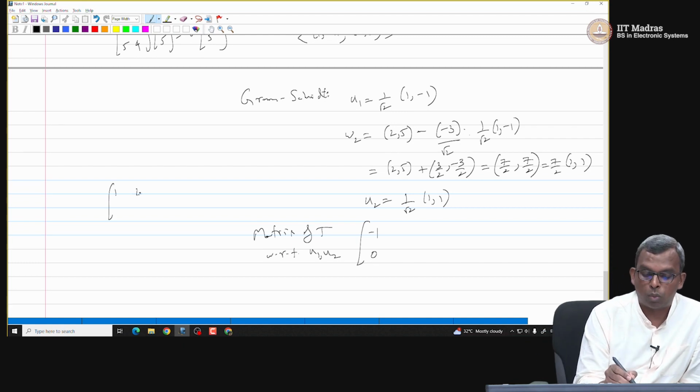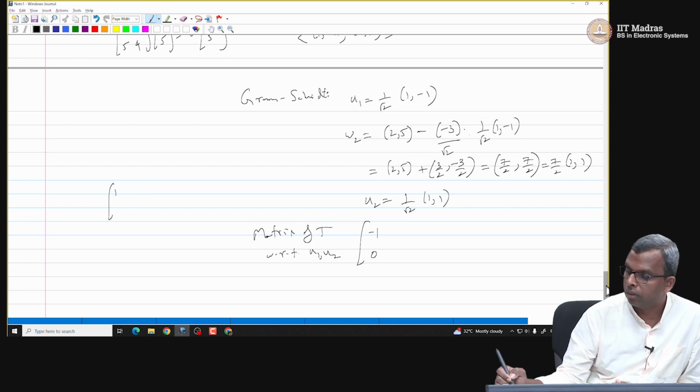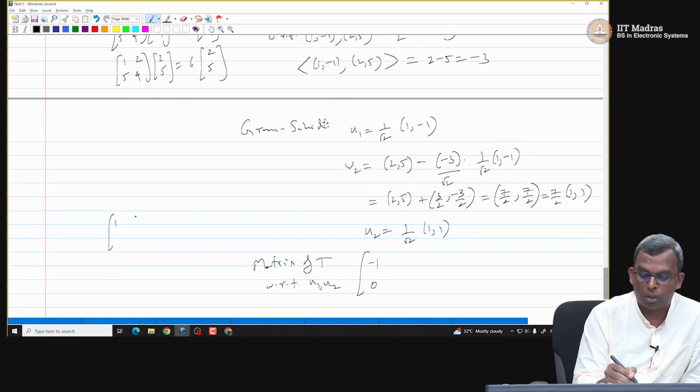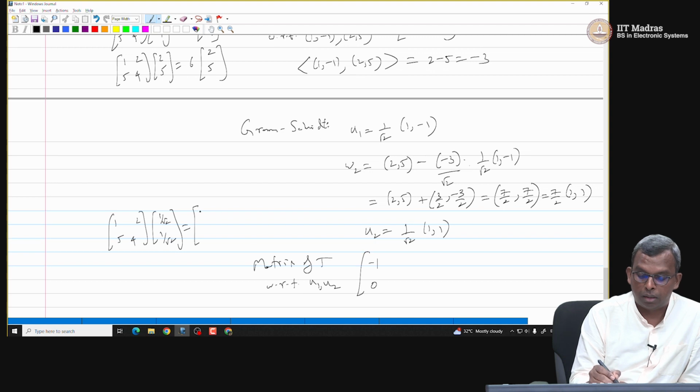So, what is the matrix? It is 1 2, 5 4. When u2 goes through it, which is 1 by root 2, 1 by root 2, you are going to get something else. What will you get? You will get 3 by root 2, 9 by root 2, right. This is what you are going to get.